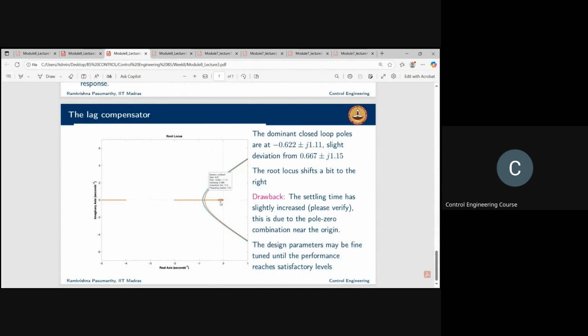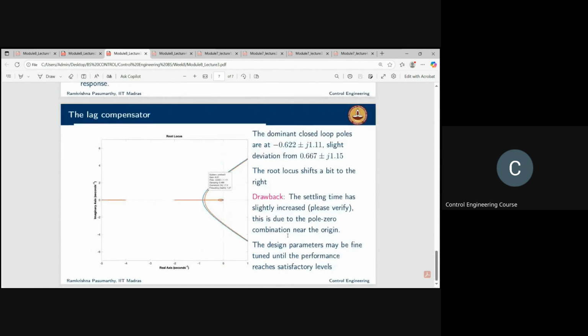So you see here, you see a small part of the root locus here. It's a very slight shift. This slight shift is due to the pole zero combination near the origin, but it's only slight because they are really close to the origin and to each other. Makes sense.